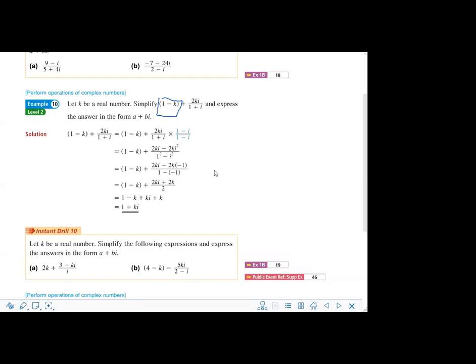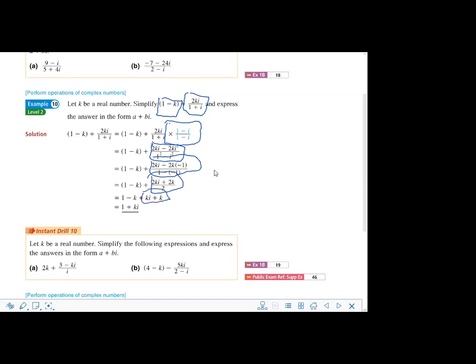But the problem is here, 2ki divided by 1 plus i. Okay, so the problem is we have an i term in the denominator. So what is the solution? Is to multiply the conjugates. Okay, we have 1 plus i, so we need to multiply 1 minus i over 1 minus i to this fraction. And then you simplify this fraction, simplify, simplify, simplify.